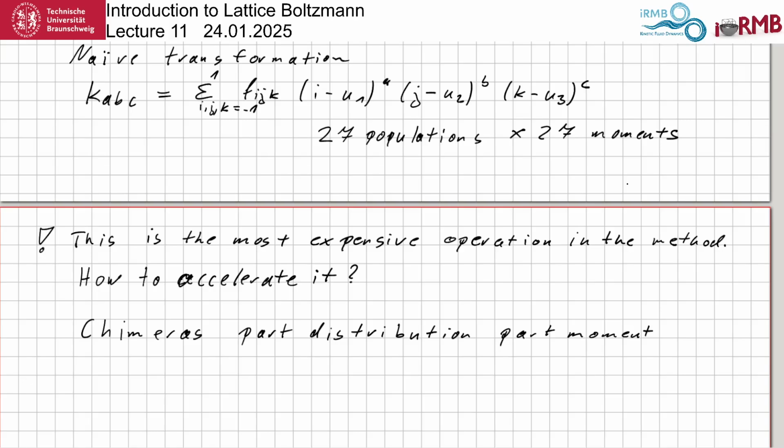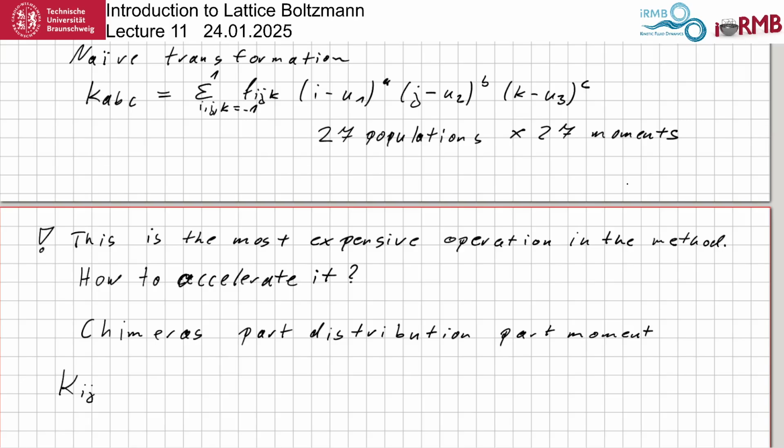A chimera is something that is part one and part something else. The nomenclature that I use here is maybe a little bit strange, but let's stay with this. We have the indices A, B, C for the moments, and we have the indices I, J, K for the populations. Now say we compute something that is a chimera between populations, so that is a population in the X and Y direction and the moment in the Z direction.